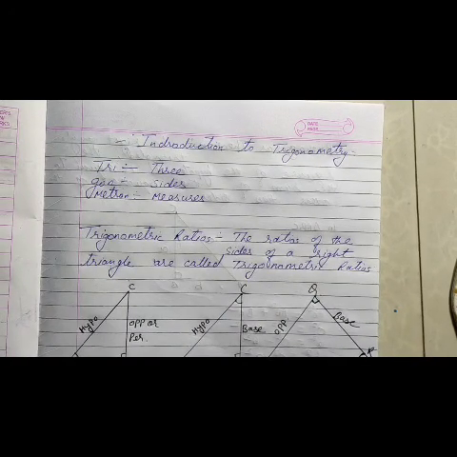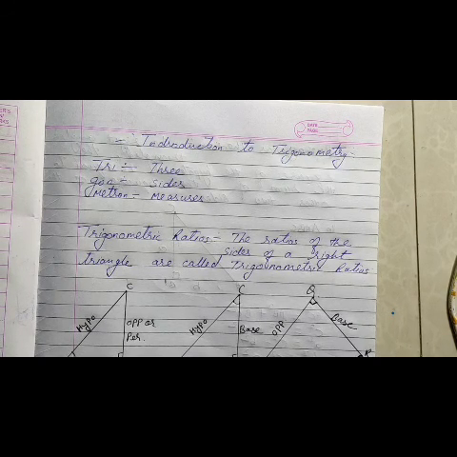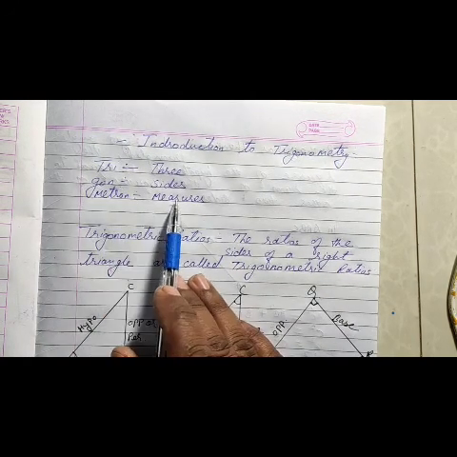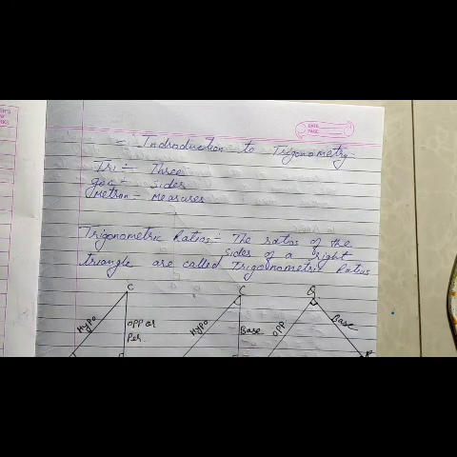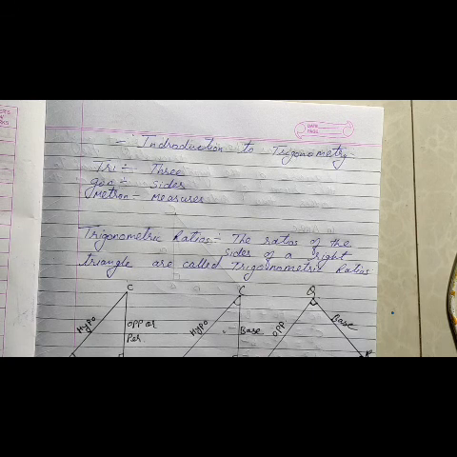Introduction to trigonometry. The word trigonometry is derived from the Greek words tri meaning three, gon meaning sides, and metron meaning measures. Trigonometry is the study of the relation between the sides and angles of a triangle. In this chapter we will study ratios of the sides of a right angled triangle with respect to its acute angle. First we will define the values of trigonometric ratios for the angles of measures between 0 and 90 degrees.